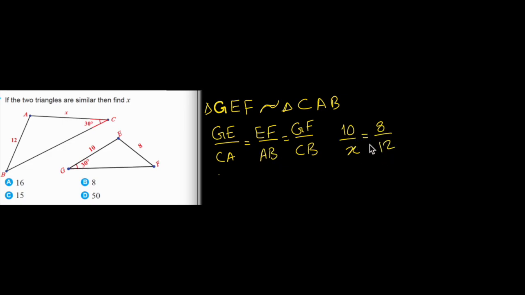Now we can use cross multiplication to find the value of X. So X equals 10 times 12 over 8, which equals 15. So the length of side AC, which is denoted by X, is 15, so the answer is C.